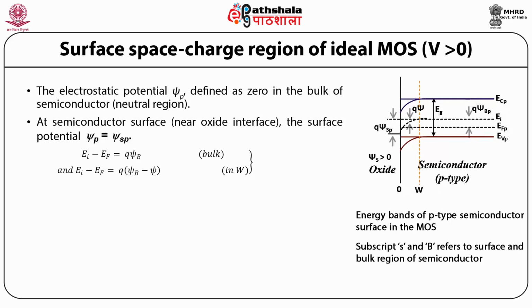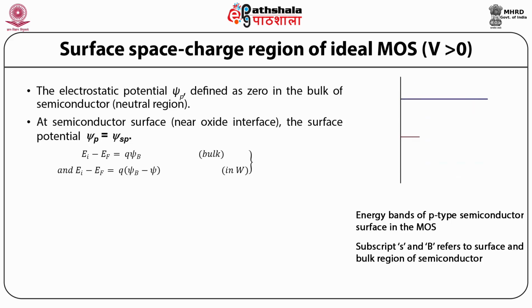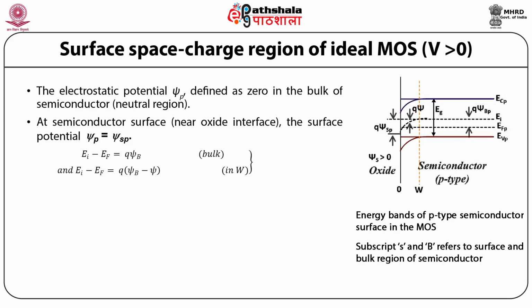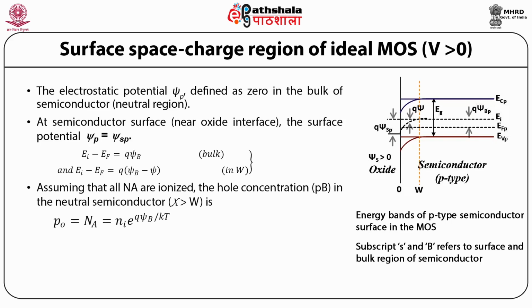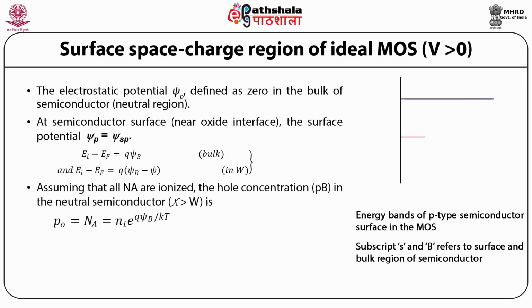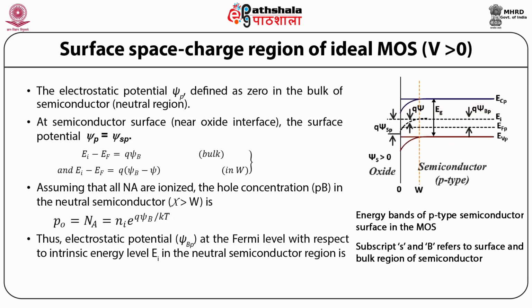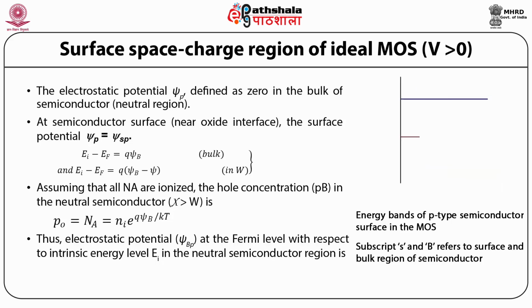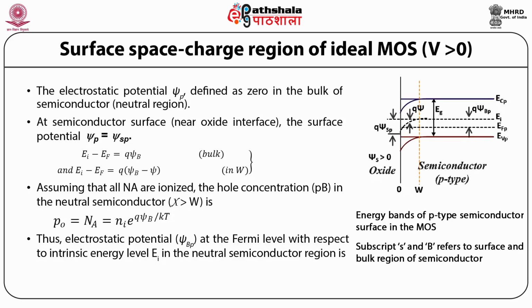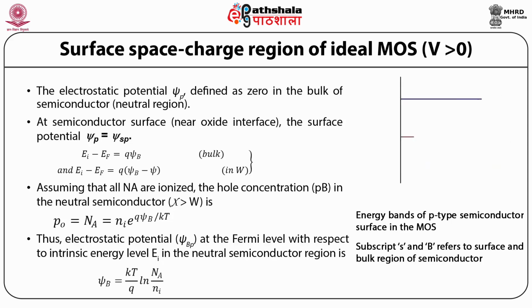Therefore, the hole concentration P0 in the neutral semiconductor bulk away from the surface is P0 equal to Na, equal to Ni multiplied by exponential of q psi Bp by kT. Here we are assuming that all Na are ionized. Thus the electrostatic potential of the Fermi level, psi Bp, with respect to the intrinsic energy level Ei in the neutral semiconductor region is given by psi Bp equal to kT by q ln of Na by Ni.